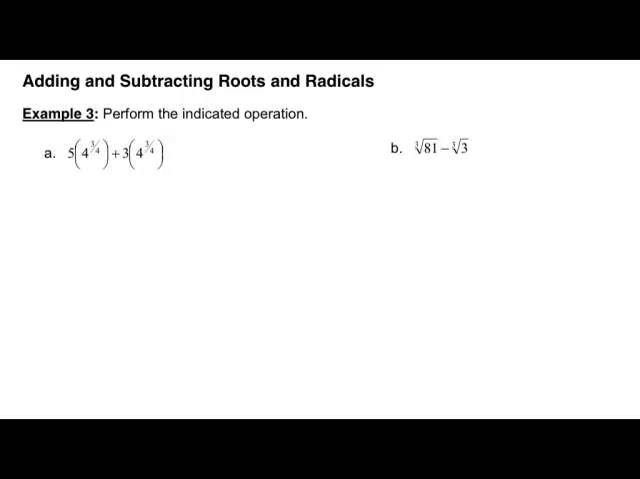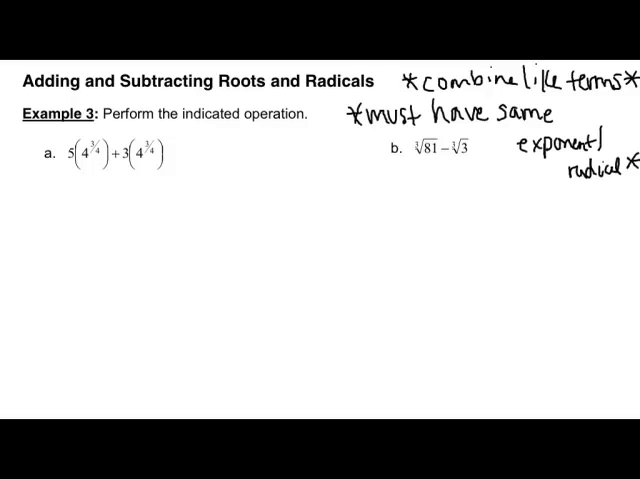And our last example is adding and subtracting roots and radicals. So we're going to perform the indicated operation. Now, if you recall from algebra in general, in order to add things together, they have to be like terms. The same is true with roots and radicals. In order to combine roots and radicals together, they have to be like terms, or they have to be the same. So in order to combine like terms, we must have the same exponent or the same radical. Again, we cannot combine things together by adding and subtracting if they aren't alike.